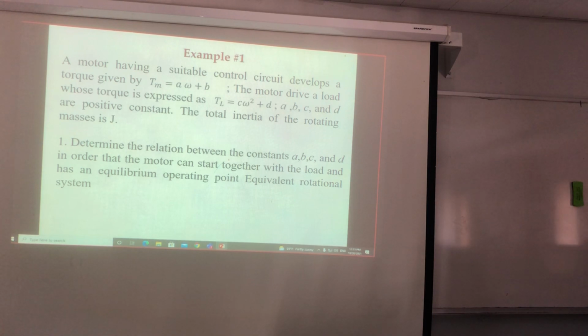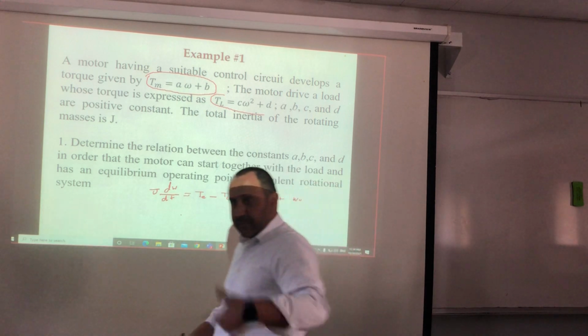Now we know that the equation of motion is J d omega by dt must equal Te minus T load. This is the T of the motor, and this is the T of the load. Now, at start, omega equal to 0. So in order for the machine to start up, Te must be greater than TL.